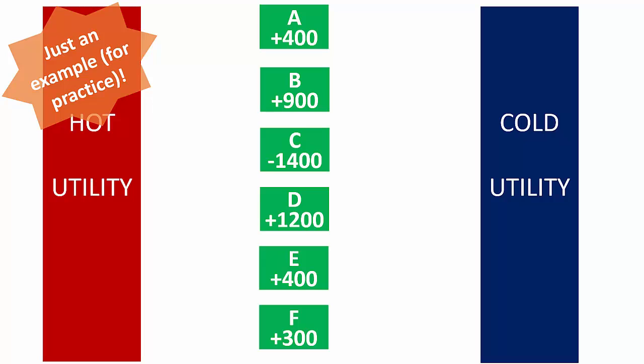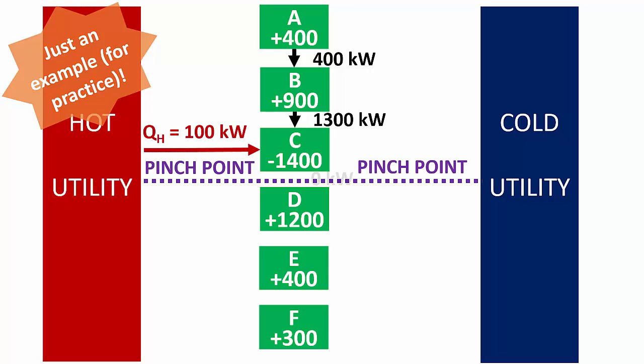We start every cascade diagram at the top. We see block A has 400 kilowatts of heat to give. So we send 400 kilowatts to block B. Block B has 900 kilowatts of heat, so we can combine 400 and 900 to send 1300 kilowatts of heat to block C. Block C, however, requires 1400 kilowatts of heat, so we need to supplement with the hot utility, and this means that we have reached a pinch point.